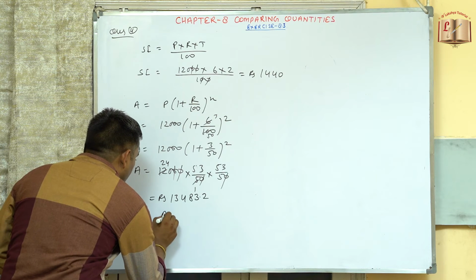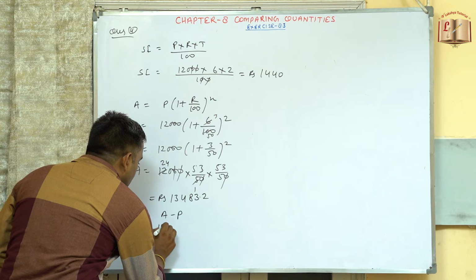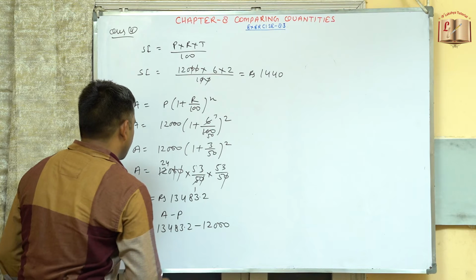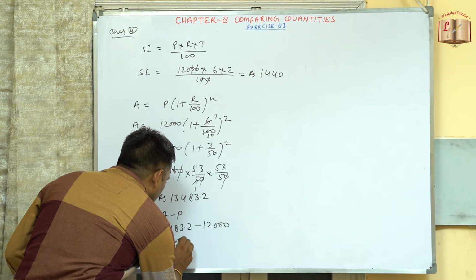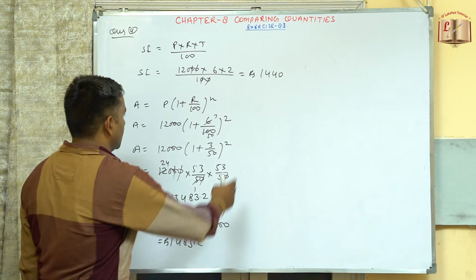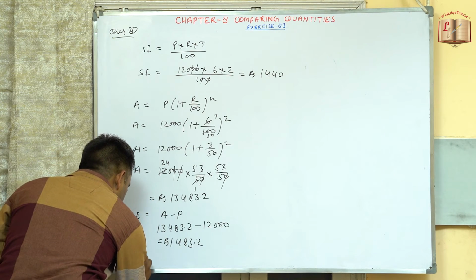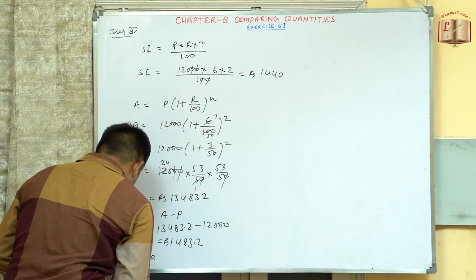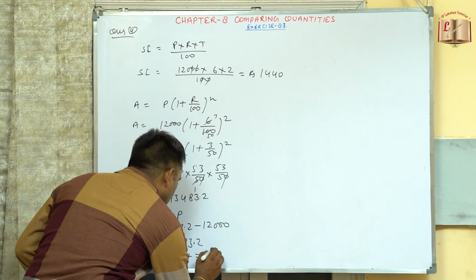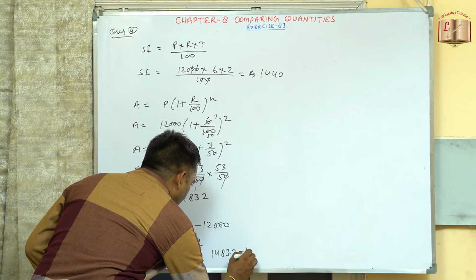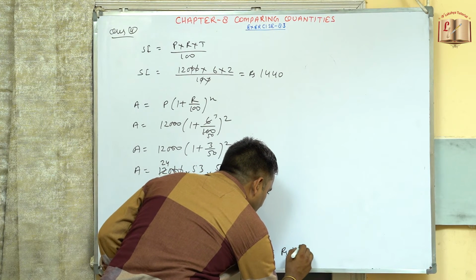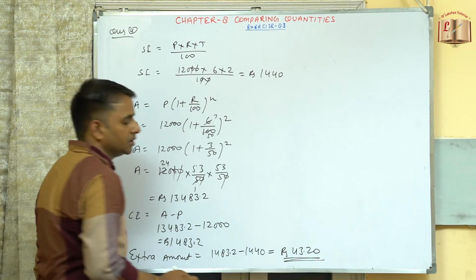So, CI equals A minus P. So, this is 13,483.2 minus 12,000. So, this is 1,483.2 rupees. This is the CI and this is 1440. So, extra, now we need to find out the extra amount. Extra amount will be equal to 1483.2 minus 1440. So, this comes out to be rupees 43.20.